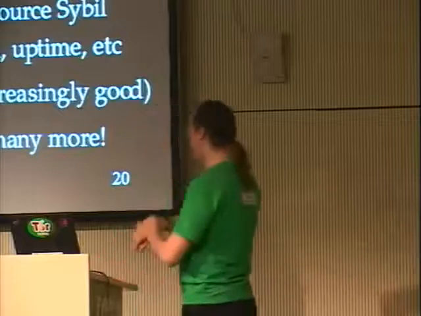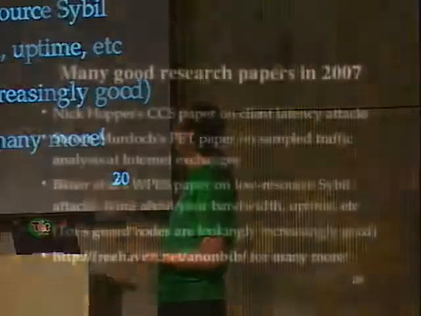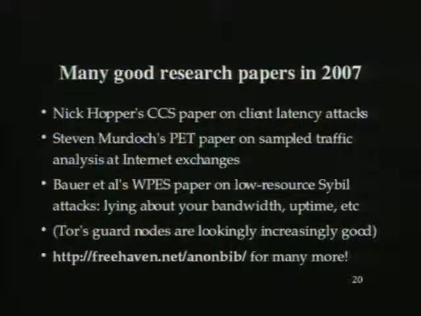There are also a whole bunch of good research papers in 2007. Here are just a few examples. At ACM CCS in Washington, D.C. a couple of months ago, Nick Hopper from Minnesota had a great paper on client latency attacks. He basically mapped the entire internet in terms of how many milliseconds on average it takes to get from any point to any other point. And then he ran a couple of Tor servers and watched the latency between when stuff was going back to Alice and when he was receiving connections again.